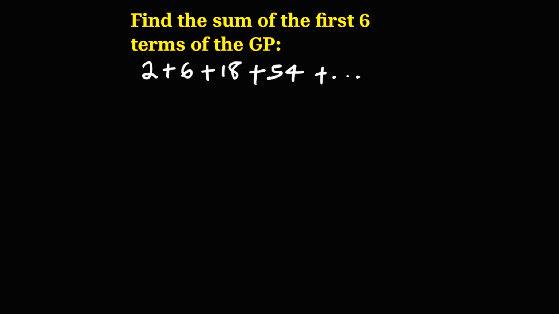Let us look at this nice question. Find the sum of the first 6 terms of the GP, and the GP is 2, 6, 18, 54, and so on and so forth. So the formula for obtaining the sum of the first n terms of a GP is given by Sn is equal to A into R power n minus 1 over R minus 1.